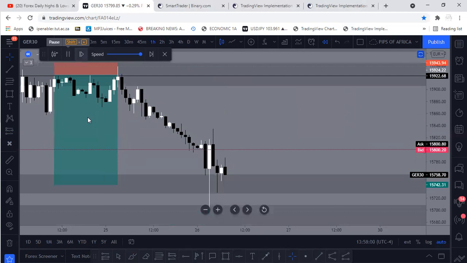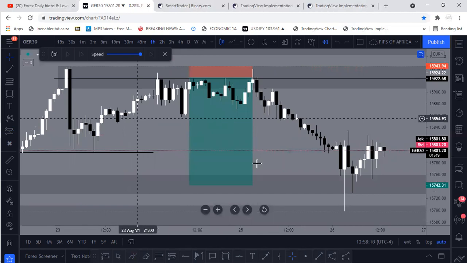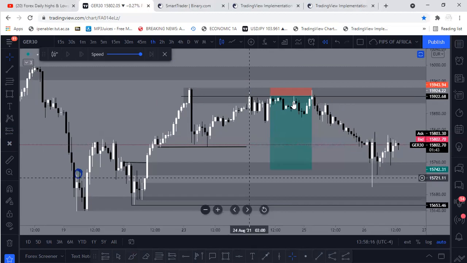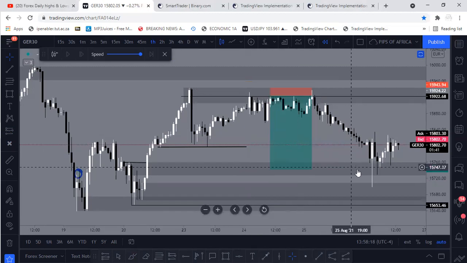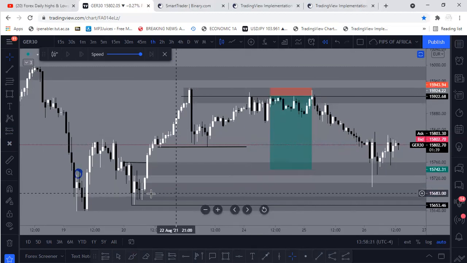This is what happened. This is very, very special, traders. You see now, you see what happened? So the market started selling from this zone here. It went below here. Remember, I marked this zone here.